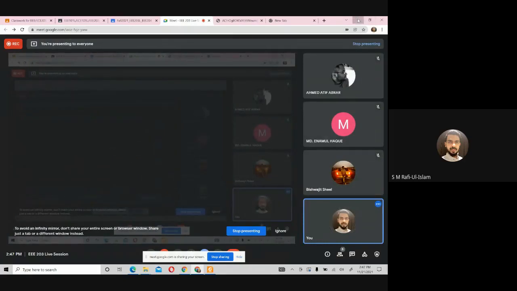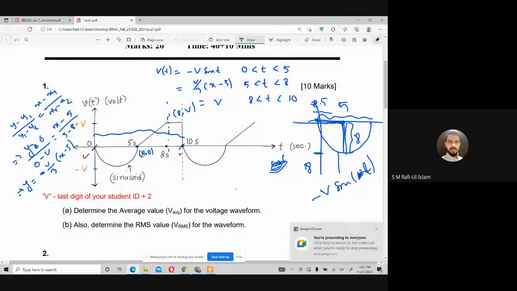So the limit should be 0 to 5. That's why we have written this equation for 0 to 5. How about this straight line? This is a straight line, right?